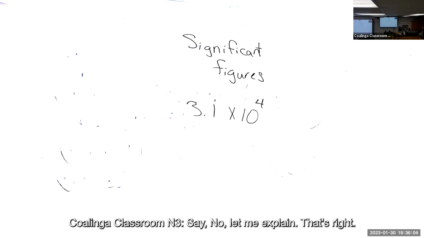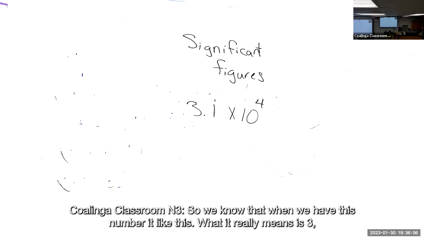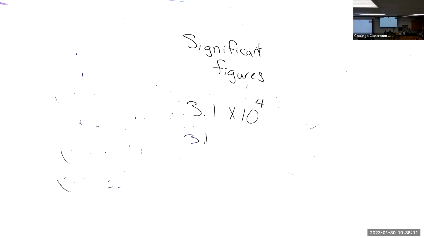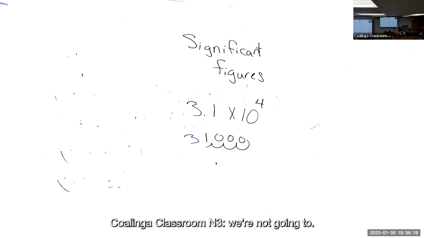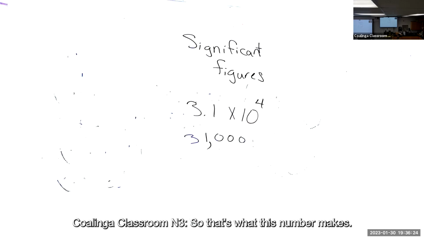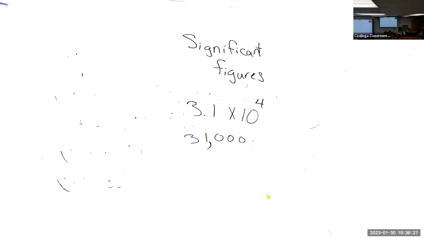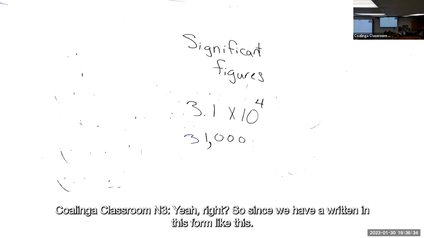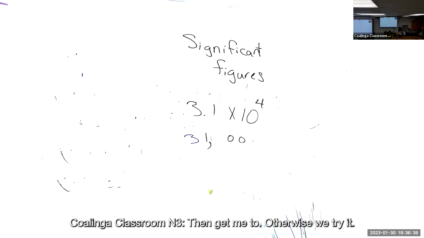Let me explain it. When we have this number written like this, what it really means is 3, 1, 0, 0, 0, 0. We're not going to put a decimal, we're just going to write it like that. So that's what this number means. How many significant figures would we have here? 2, right? Since we have it written in this form, 3.1, then it would be 2.